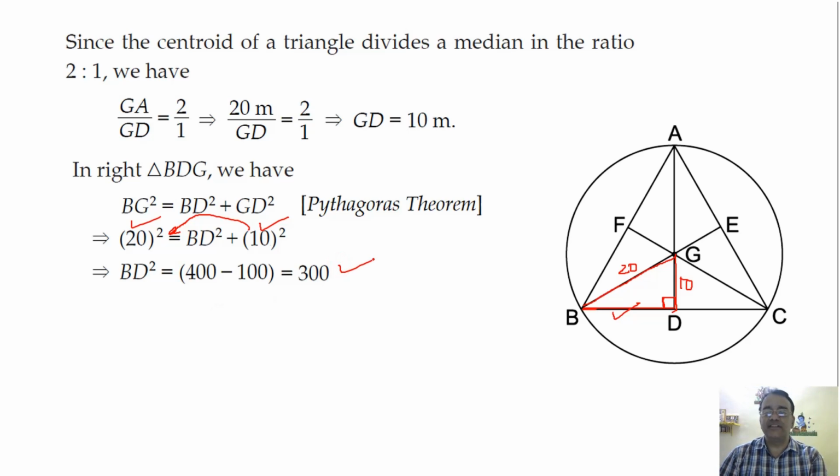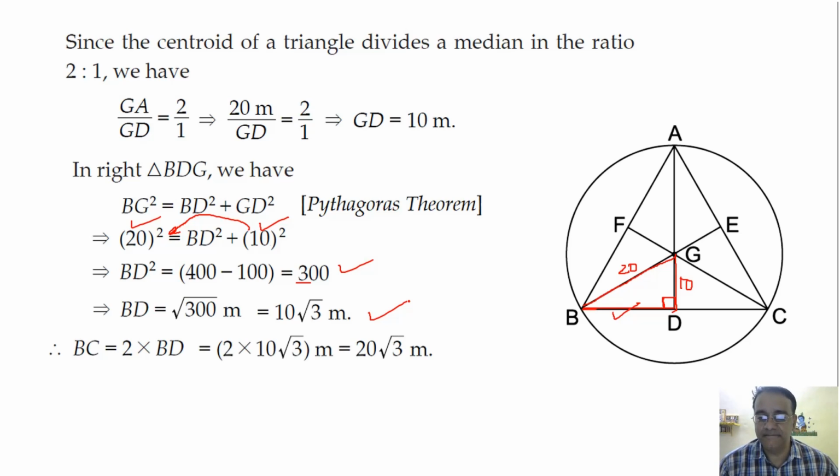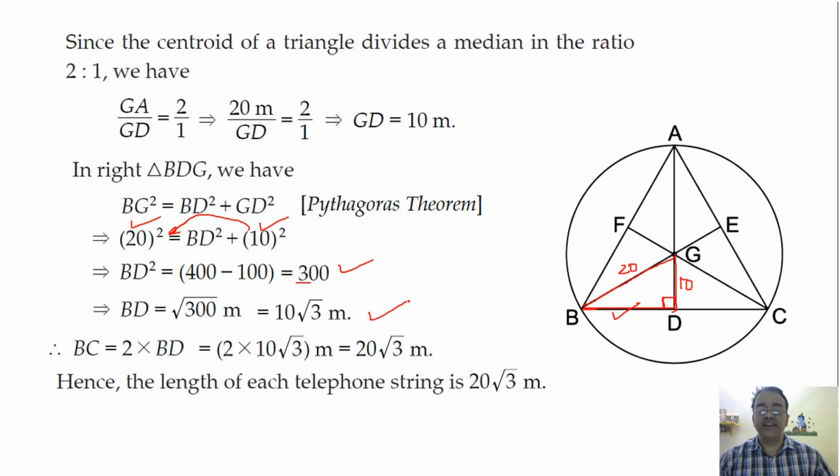What is the square root of 300? The square root of 100 is 10, and the square root of 3 is not a whole number. So BD is 10√3 meter. So we got BD. Now what do we actually have to find here? BC. So how will you find BC then? A perpendicular drawn from the center to a chord bisects the chord. So BC will be 2 times BD, right? So 20√3 meter. Hence the length of each telephone string is 20√3 meter. Any doubt here? No, sir.